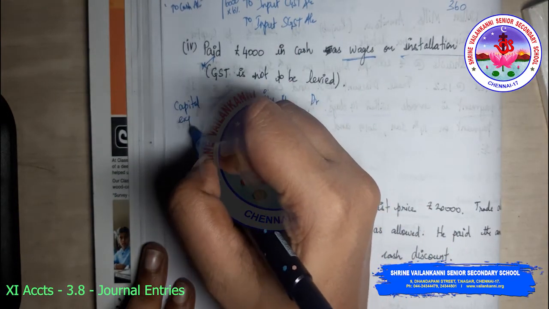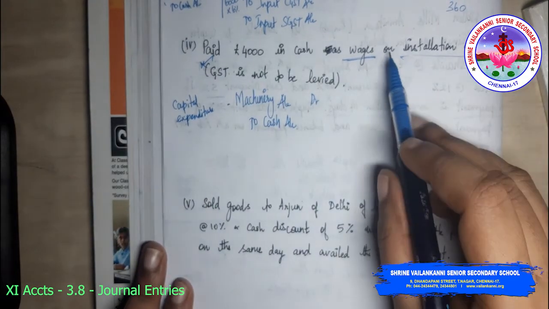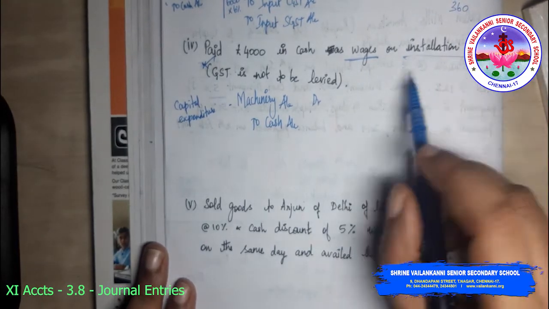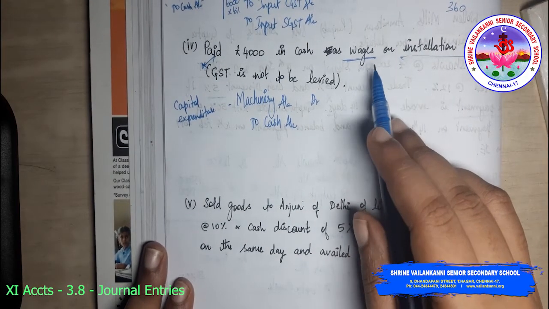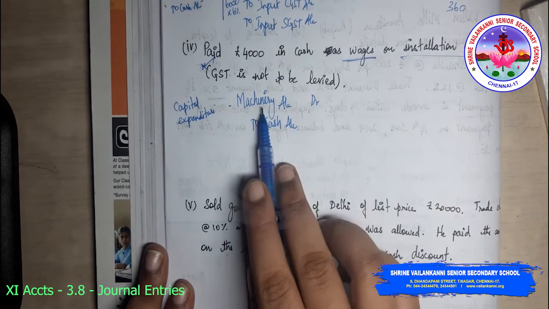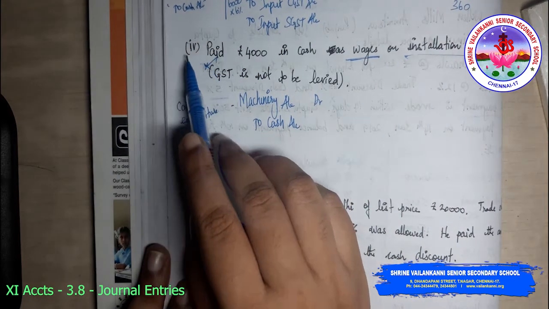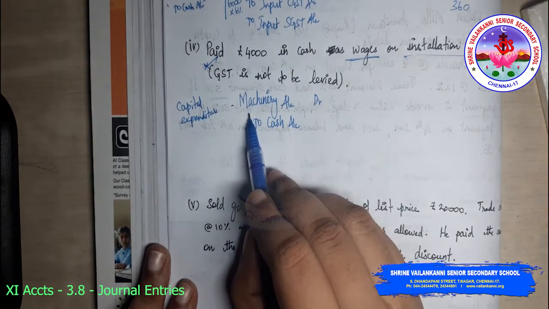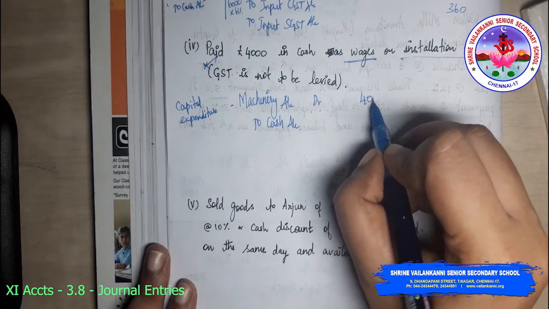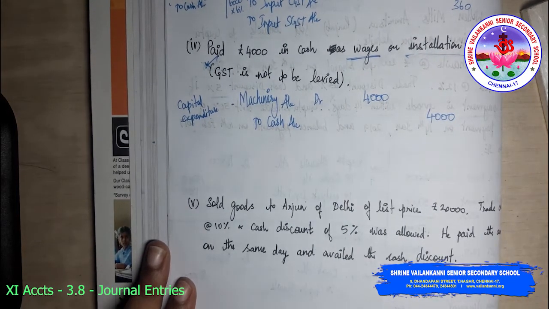Now this machinery is a capital expenditure. Okay, so when you are installing something for the first time, whatever expenses that you have incurred towards the installation of machinery will be added to the cost of machinery. So as far as this transaction is concerned, you have to write it as machinery account debit to cash account, that is 4000 and 4000.